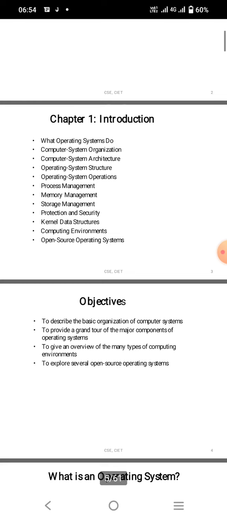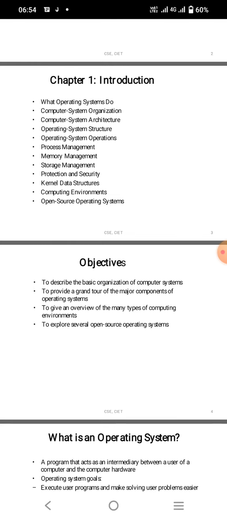And next is the objectives. What are the different objectives of an operating system? In this topic: to describe the basic organization of computer systems, to provide a grand tour of the major components of operating systems, to give you an overview of the many types of computer environments, and to explore several open source operating systems. These are the different objectives of the operating system.